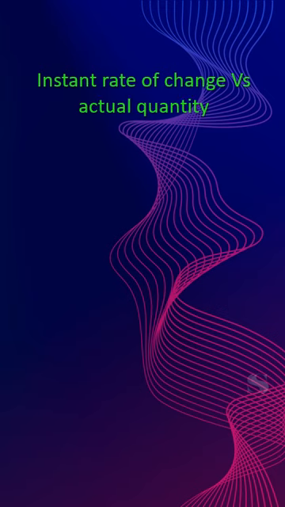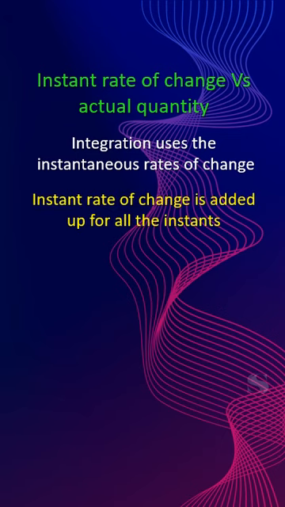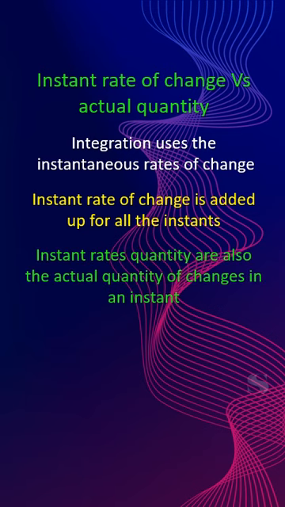Instant rate of change is actual quantity. But how does integration become the reverse of the process of differentiation? Unsurprisingly, it is in the simplest way. It uses the instantaneous rates of change over a period to get the information about the cumulative effects of those changes. The instant rate of change is added up for all the instants. It is easy to realize that the instant rates are also the actual quantity of changes in an instant. Thus, the instant rate of change is important for integration too.